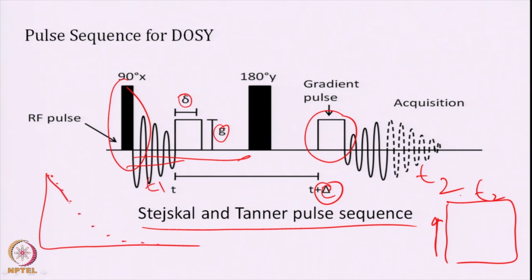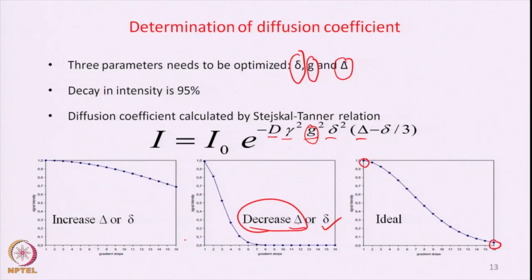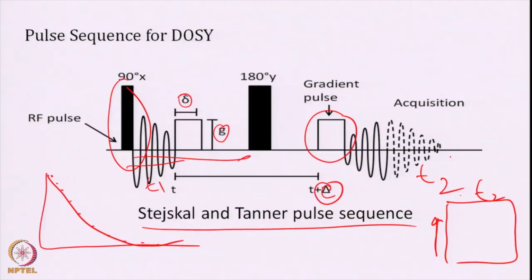Okay. And then you essentially fit this intensity to the equation that is given here. If you fit it, and you can simplify this equation, which I am going to come to in a moment. If you fit this equation, I by I0, you get the value of D. Now, this is your diffusivity. Once you get the diffusivity, you can calculate the hydrodynamic radii by the Stokes-Einstein relation.